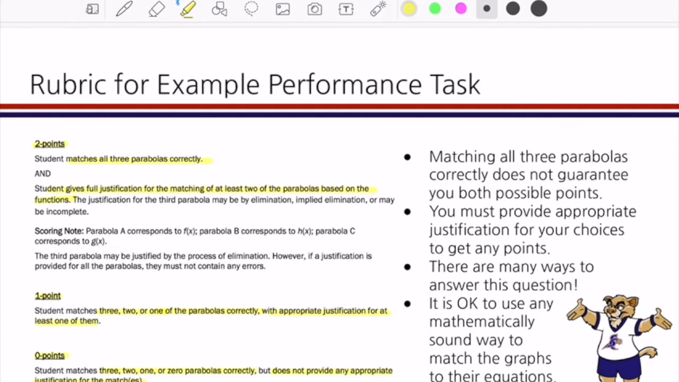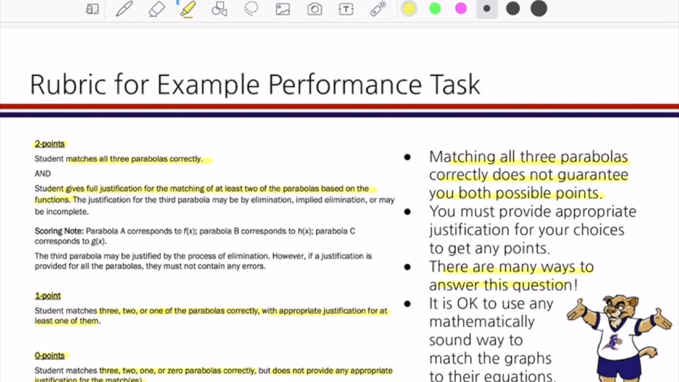There's a couple more notes that are included on this slide. Matching all 3 of them correctly does not guarantee that you get both possible points, so you have to make sure that you explain your answers to the question. Also, it says there's many ways that you can answer the question, and so it's okay to use different reasons to get the right answer to the question.